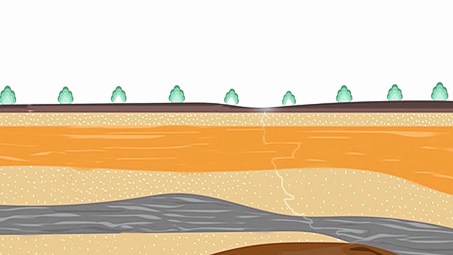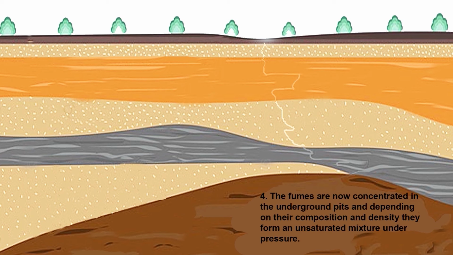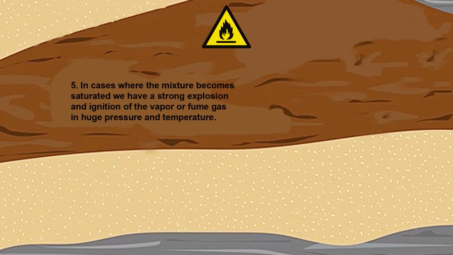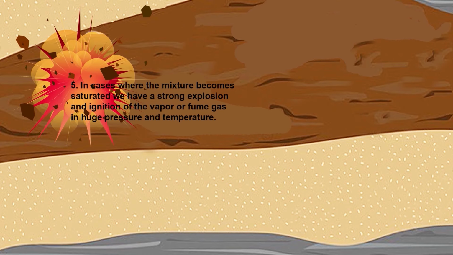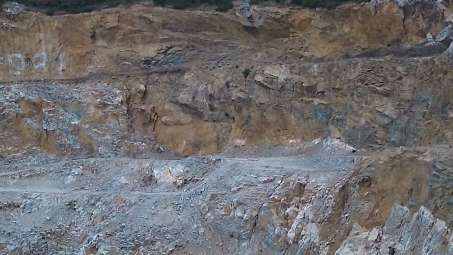pressure in pits. 4. The fumes are now concentrated in the underground pits, and depending on their composition and density, they form an unsaturated mixture under pressure. 5. In cases where the mixture becomes saturated, we have a strong explosion and ignition of the vapor of fume gas in huge pressure and temperature.